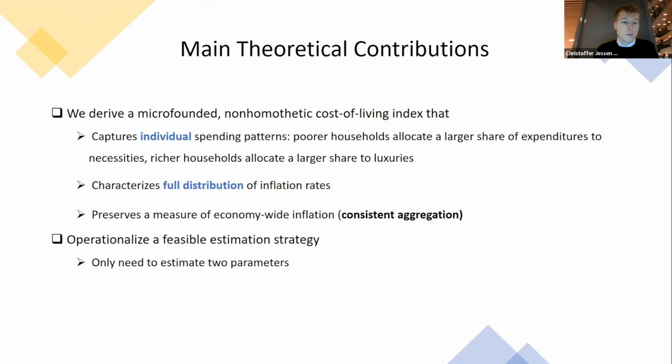We furthermore operationalize a feasible estimation strategy and show that one only needs to estimate 2 parameters regardless of the number of products households buy.